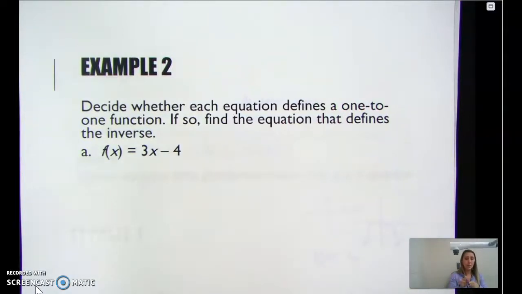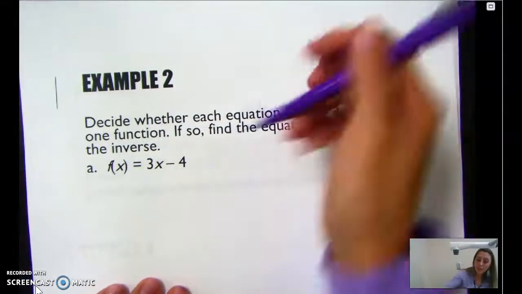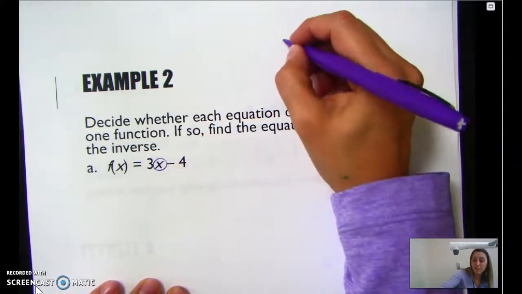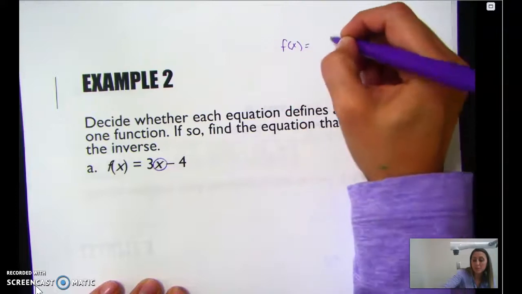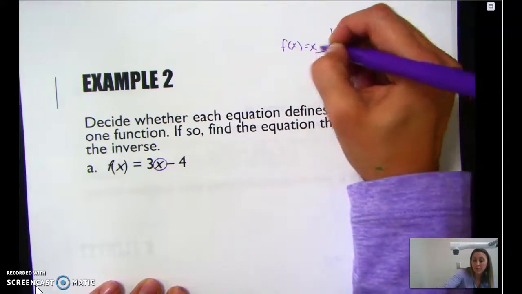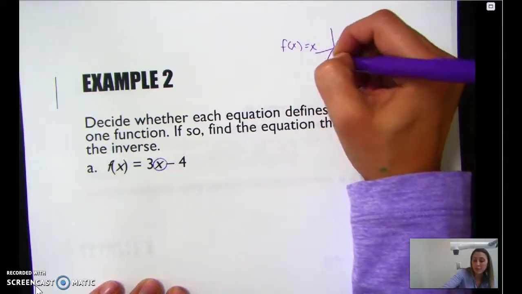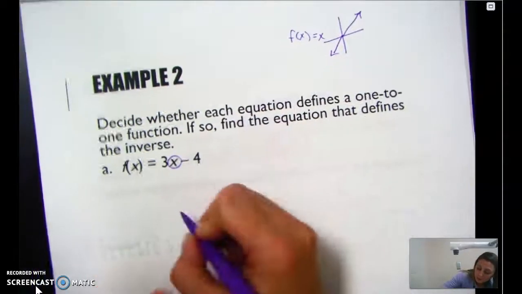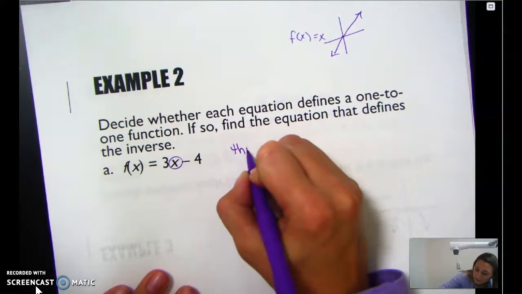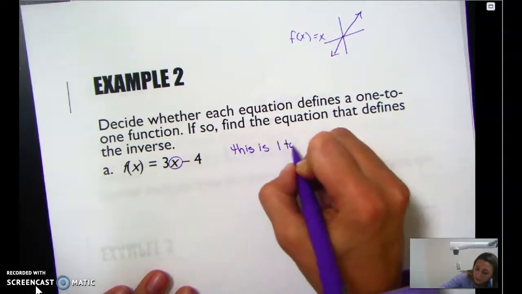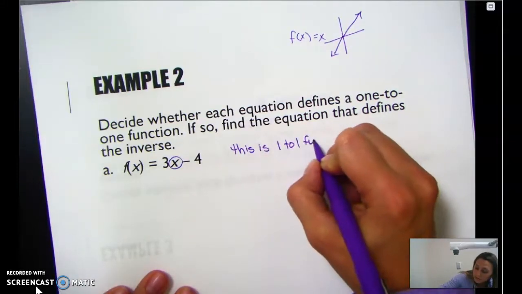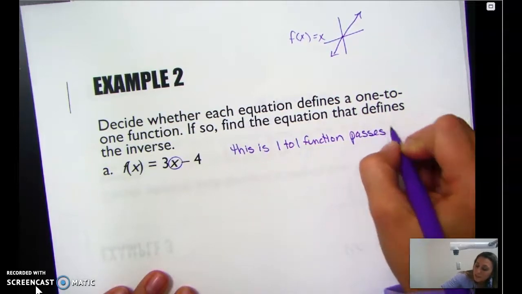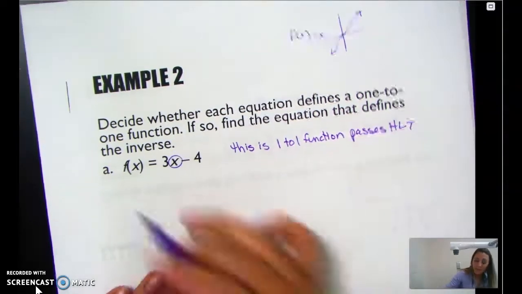All right, so what we're going to do is think, well, what is my parent graph? What tells me right there? So that's going to be f of x is equal to x. So that's just this line right there. This does pass the horizontal line test, so this is a one-to-one function. Passes horizontal line test.